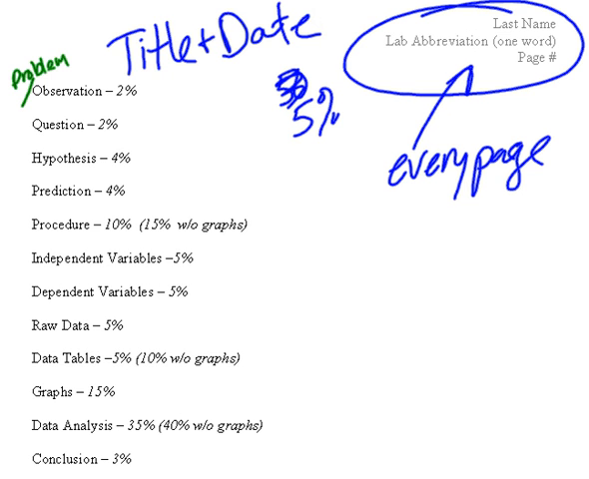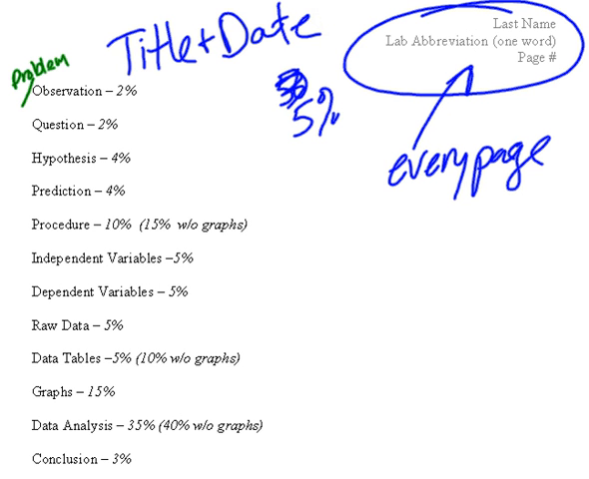Usually the data tables I'll have for you, all you have to do is just fill them out, but there will be times where you'll have to make your own data tables. Your data tables are going to be 5% of your lab if you have a graph, but it's going to be 10% if you don't have a graph, because I have to make up for that extra 15%, which your graphs are going to make up.